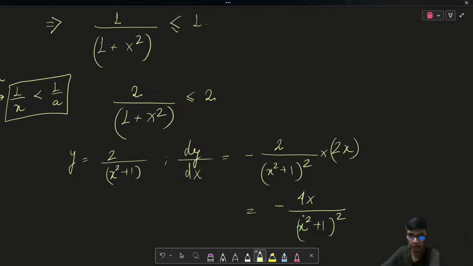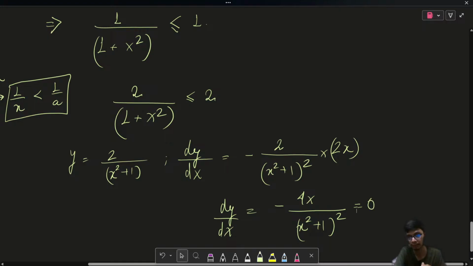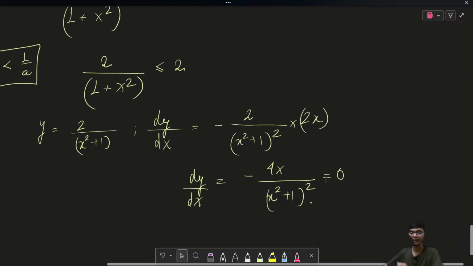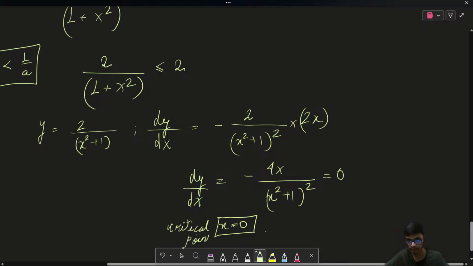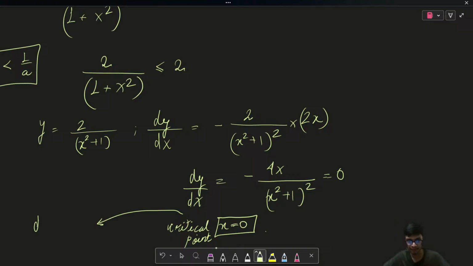Right. So this is going to be the first derivative, and I'm going to equate this to 0 to get the critical points, right? Critical points. So what I observe is that at x equal to 0, the derivative is becoming 0, right? Now once I get the critical point, my next job is to find whether it is a maximum or minimum. So for that, I'm going to find the second derivative.